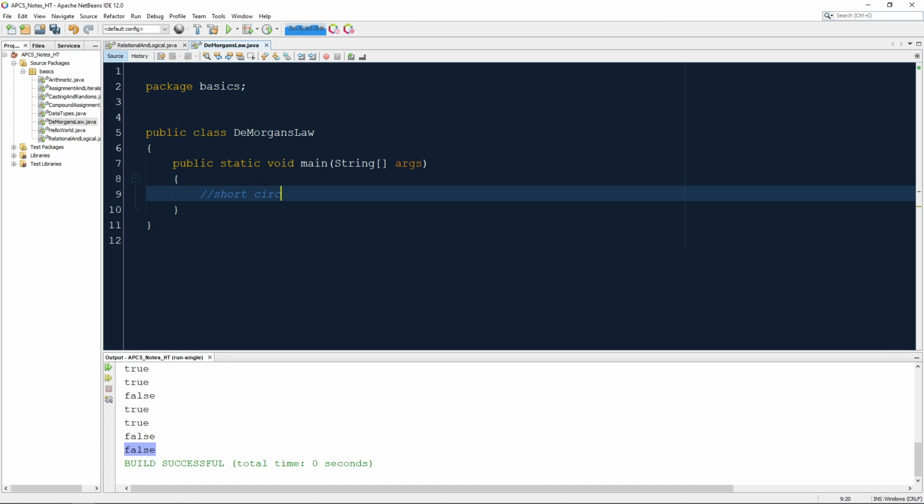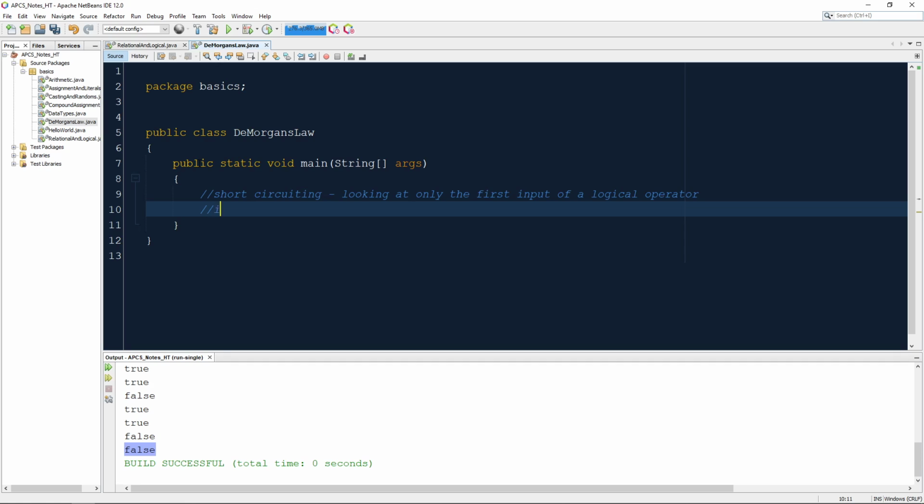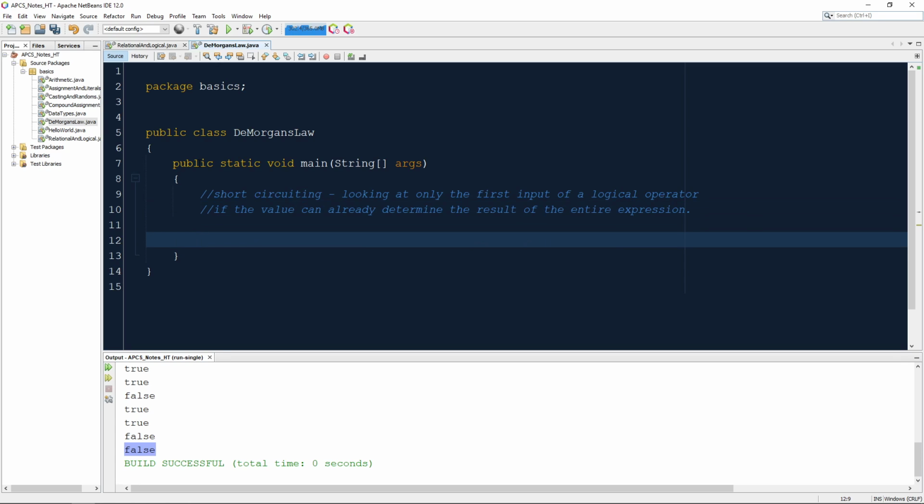So short circuiting of a logical operator if the value can already determine the result of the entire expression. So here we go. And so we've actually kind of seen it, but I'll go ahead and write one right now.